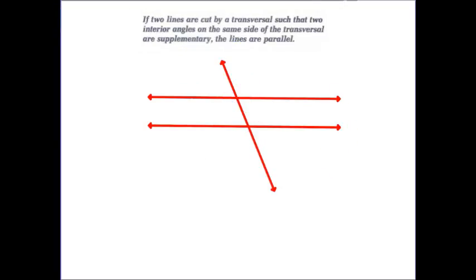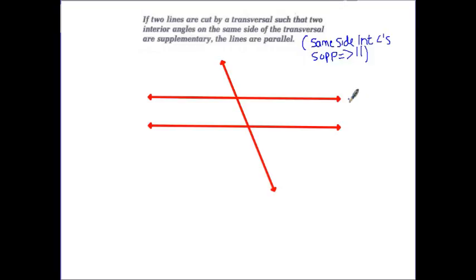In our next theorem, if two lines are cut by a transversal such that two interior angles on the same side of a transversal are supplementary, the lines are parallel. Now, I want you to come up with a shorthand for this. What do you think we can shorten this theorem to? Think about it. Here's what I would have. I'm going to call these same side interior angles supplementary yields parallel lines. That's how we're going to shorten that up.